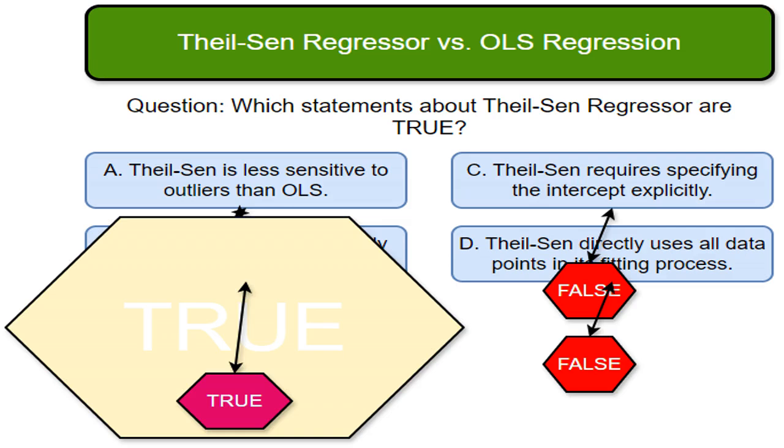I found that this statement is also false. While it considers all points for calculating pairwise slopes, the final model is based on the median of those slopes, not a direct weighting of each point individually. It's more of a summary statistic rather than direct use. It's like summarizing a long story by just stating the main point, not reciting every single detail.